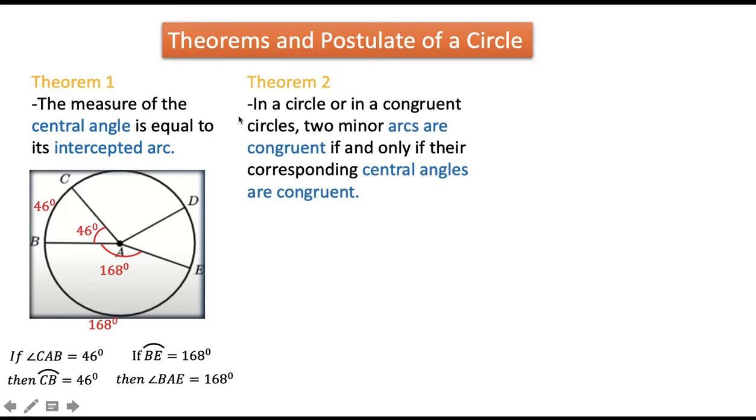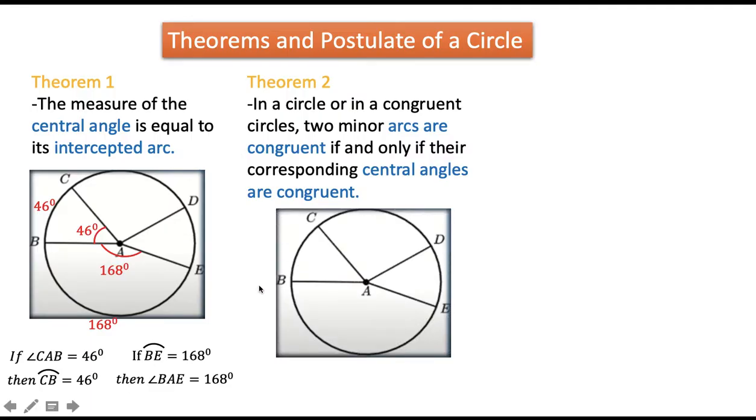Theorem number 2 states that in a circle or in congruent circles, two minor arcs are congruent if and only if their corresponding central angles are congruent. So consider this diagram. Arc CB and arc DE are congruent because of this indicator. This tells us that although we do not know their measure, we know that they are congruent because of this indicator.